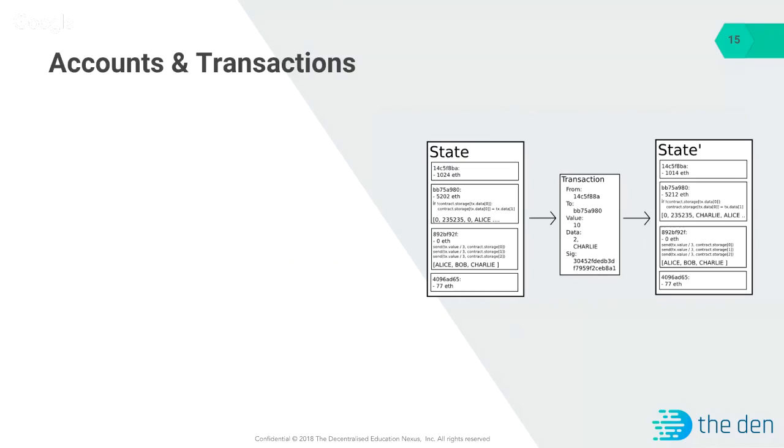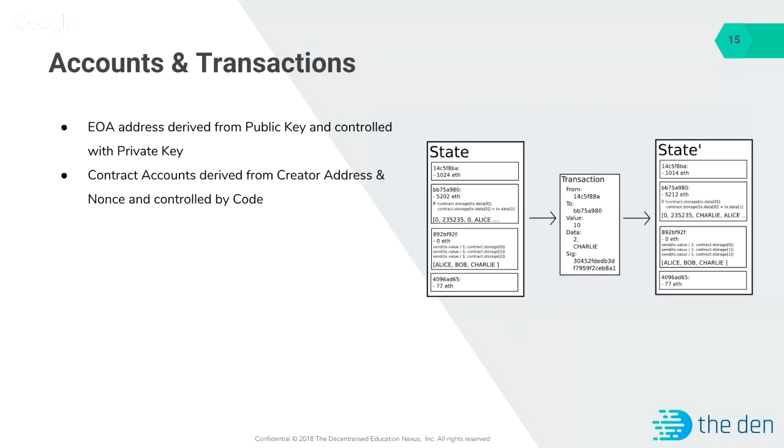Okay, so now let's go into accounts more. In Ethereum, we have 2 different types of accounts. We have an externally owned account, which is an address derived from a public key and controlled with a private key. An EOA, or externally owned account, is created by a human being. And then we have contract accounts, which are derived from the creator's address and the nonce, meaning the number of transactions the creator has sent, and they're controlled by code.